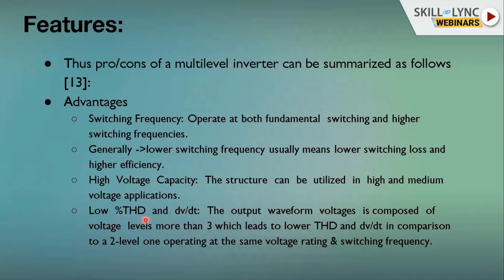Low percentage total harmonic distortion and dV/dt. I think we touched upon this throughout the entire course session. The output voltage waveform is composed of more than 3 voltage levels, which leads to lower THD and dV/dt compared to a 2-level one.